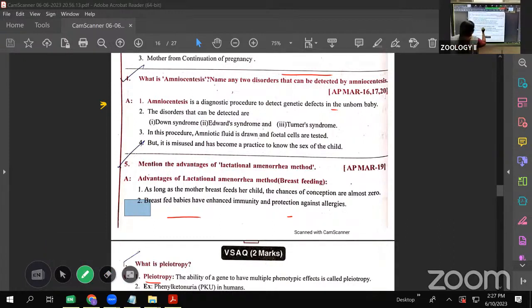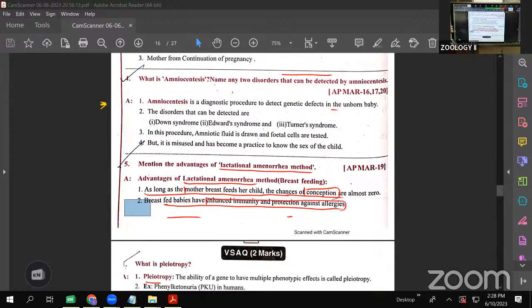Next is lactational amenorrhea. What are the advantages of lactational amenorrhea? As long as the mother breastfeeds the child, chances of conception are prevented by the feeding of the child, and also the feeding of the baby enhances immunity and protection against allergy. So lactational amenorrhea mainly prevents conception, acts as a contraceptive, and also enhances immunity and protection against allergies.